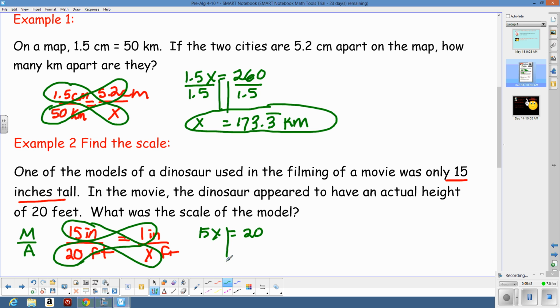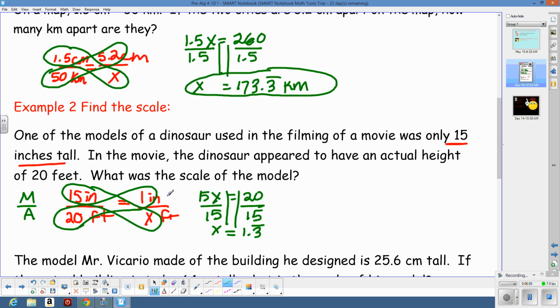And now you divide both sides by 15. So x is going to equal 1.3 repeating, or 1 1/3. So that means that the scale is going to be 1 inch equals 1 1/3 feet.